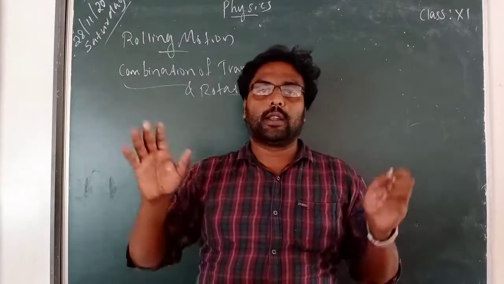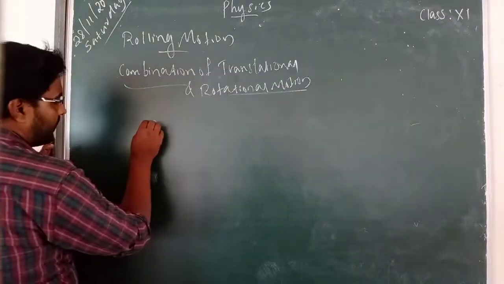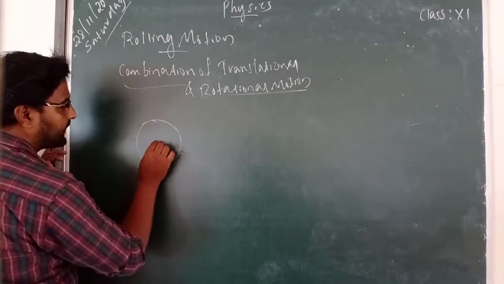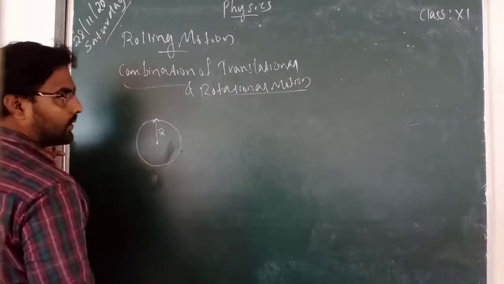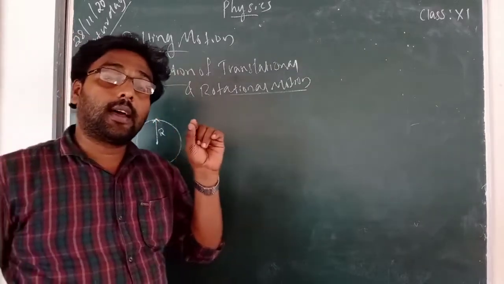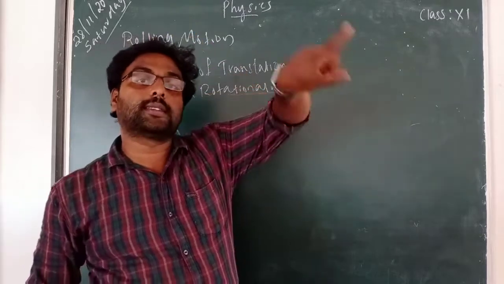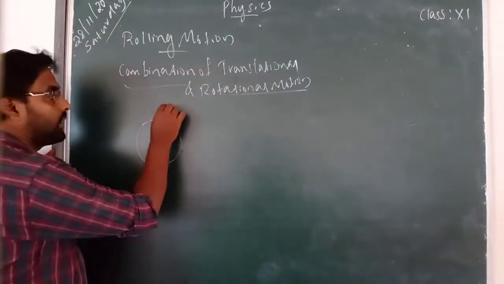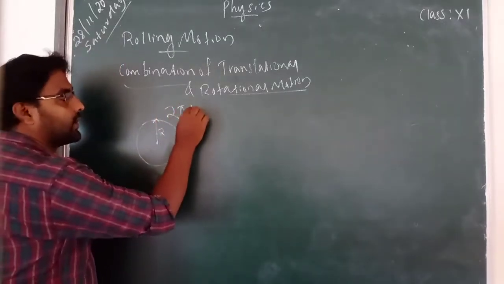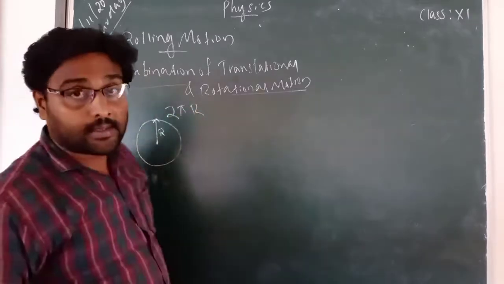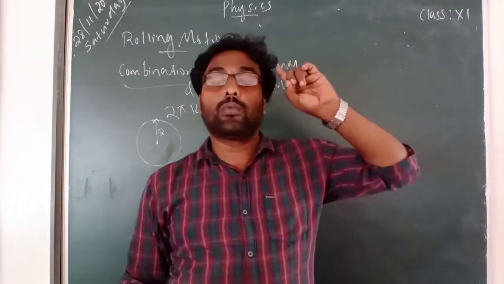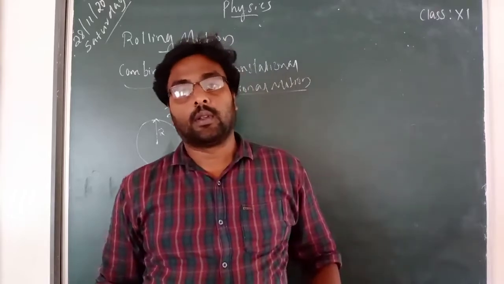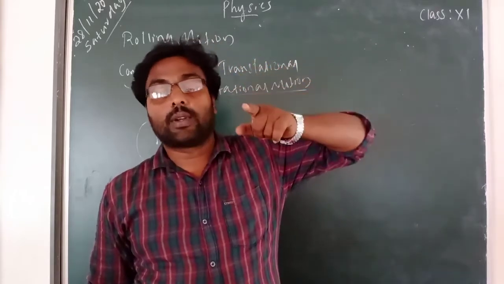You see, assume that you have an object of radius r, like this one, its radius is r. So in one full rotation, its circumference is 2 pi r. So for one full rotation, this 2 pi r is displaced. 2 pi r is the circumference of a circle.